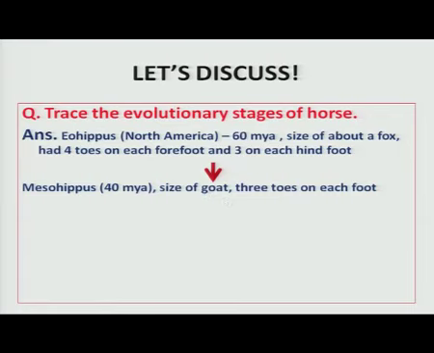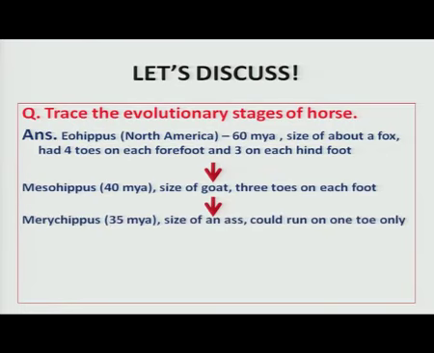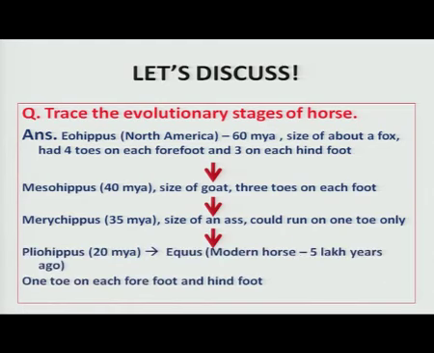So, we will be observing that its size is decreasing over a period of time and the number of toes on the foot is declining in order to give it the present form. Merychippus which arose 35 million years ago, it was the size of an ass and could run on 1 toe. Then came the Pliohippus which is about 20 million years ago, and then the modern horse Equus which is 5 lakh years ago, and Equus has 1 toe on each forefoot and hind foot. So, this is the way the horse evolved over a period of time.